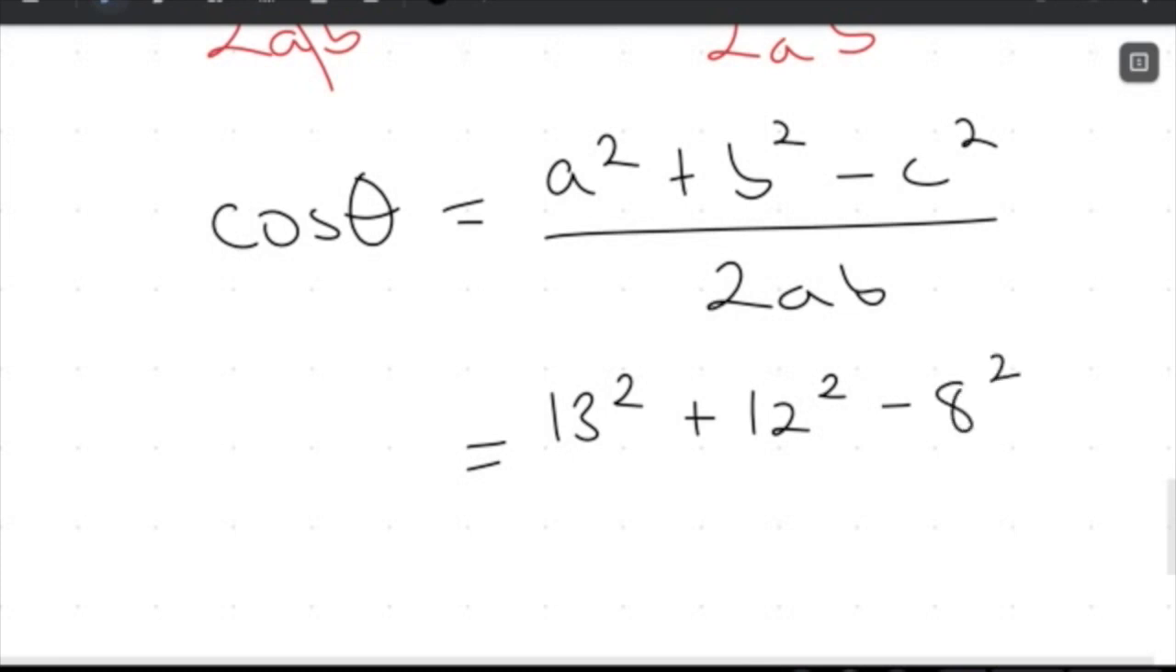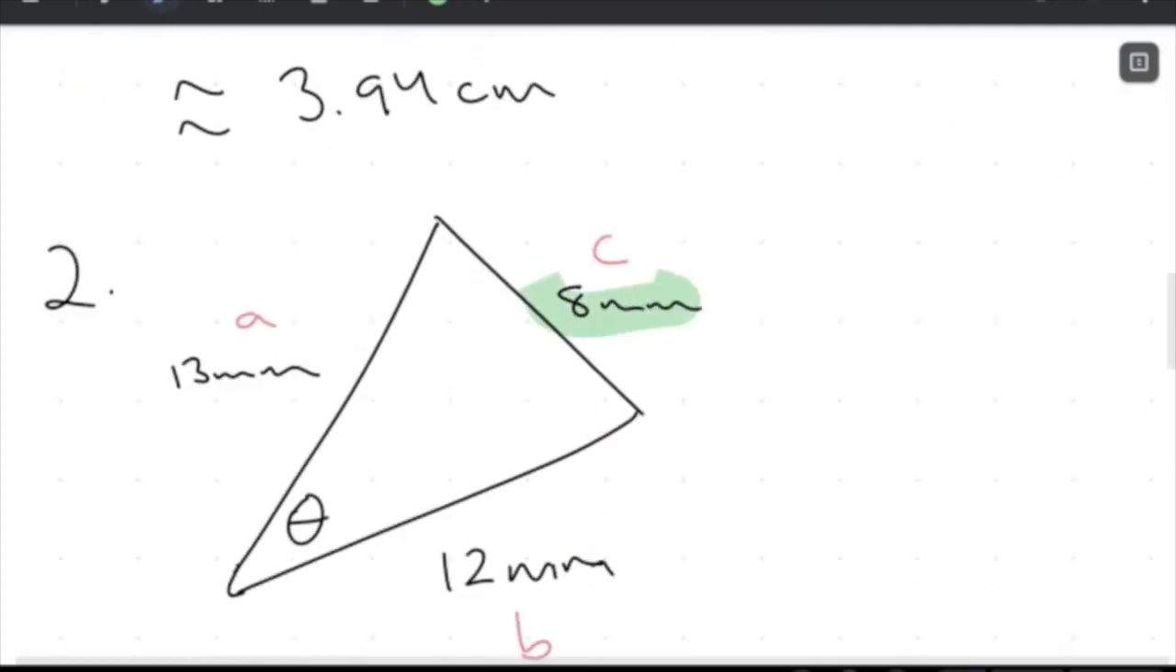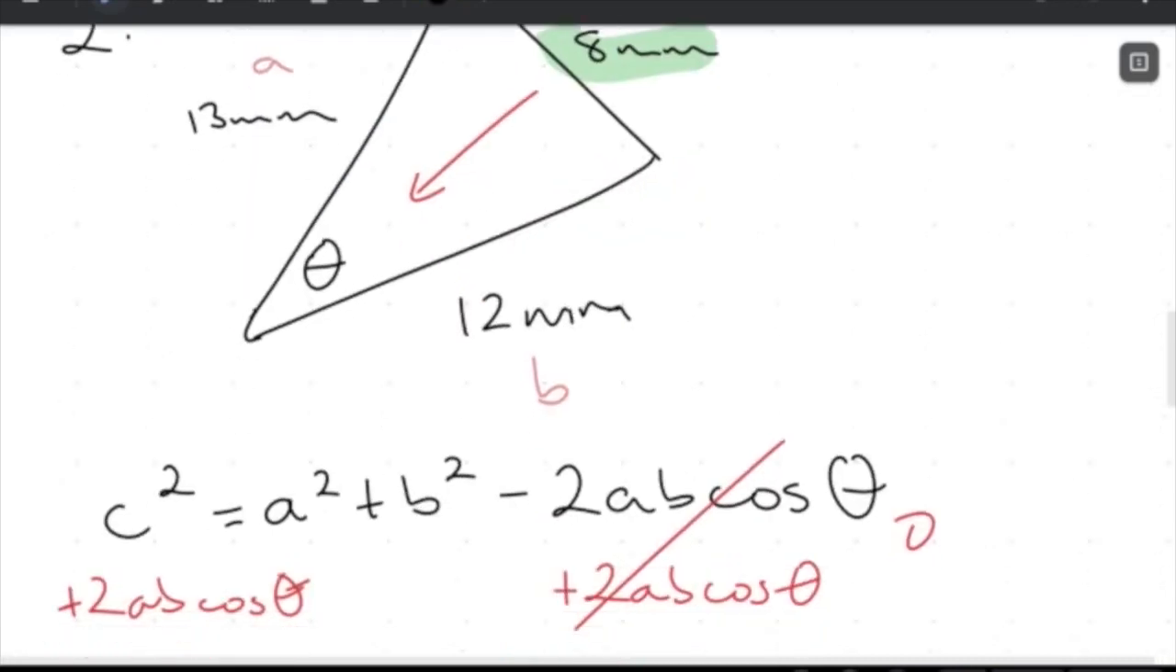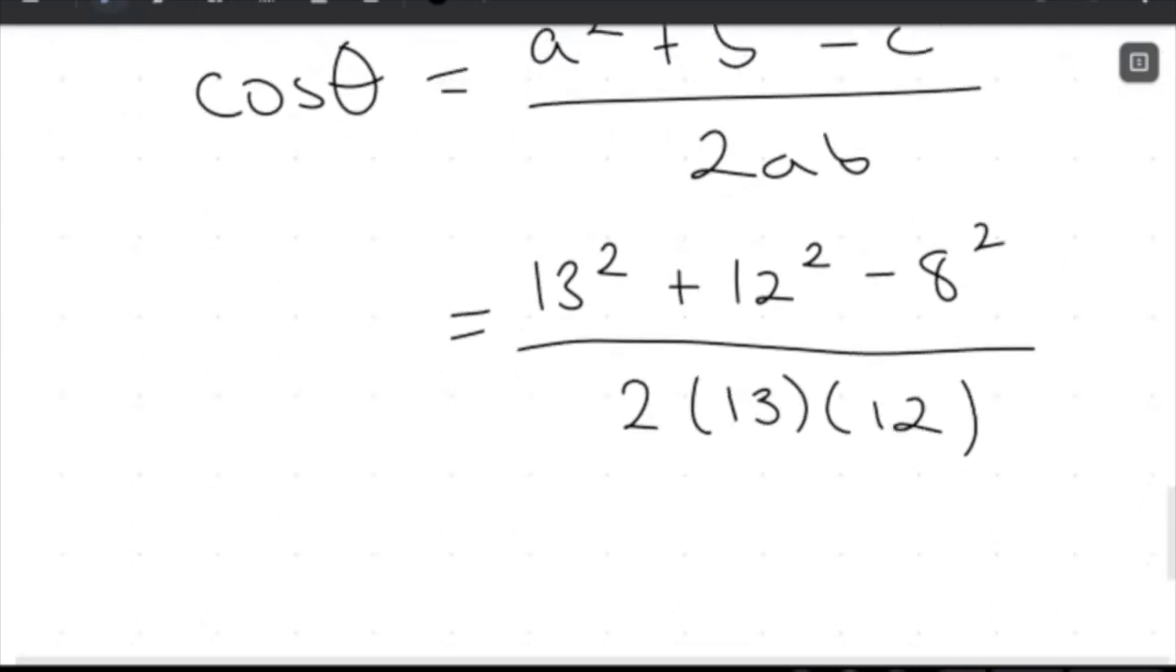Now, it doesn't matter which side you pick for a and b, so long as you're picking the sides that are not the one opposite to theta. So you could have had a as 12 or b as 13. It doesn't matter as long as your side c is opposite to the unknown angle. Now let's finish this up. This is going to be over 2 times 13 for a, times 12 for b. Okay, so I have all of this.